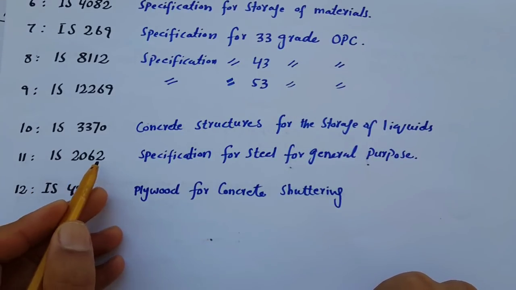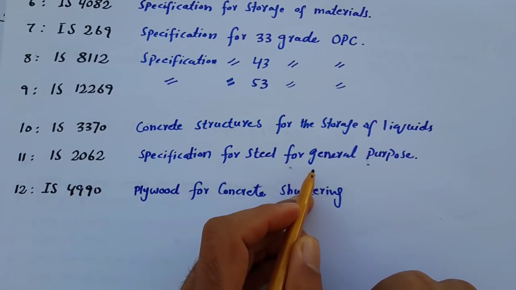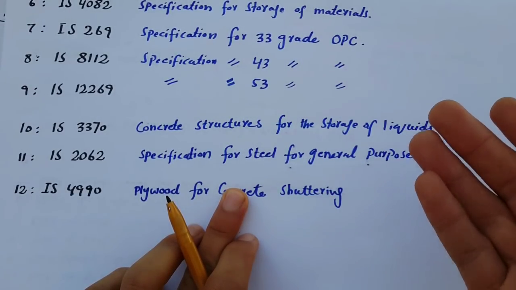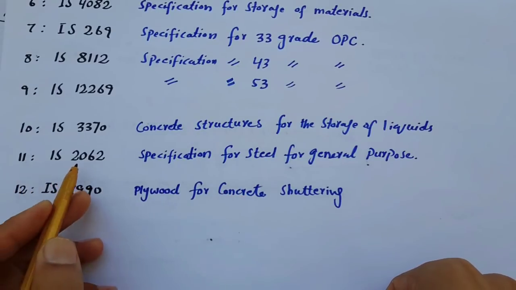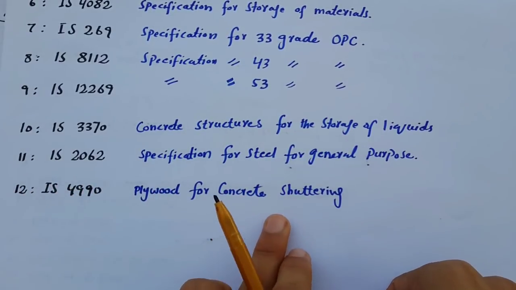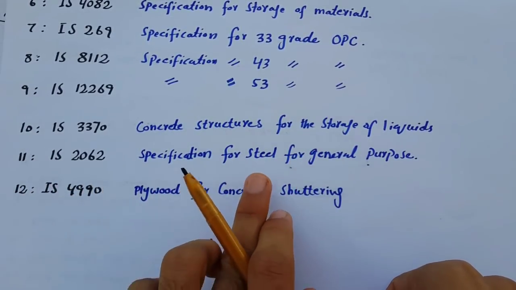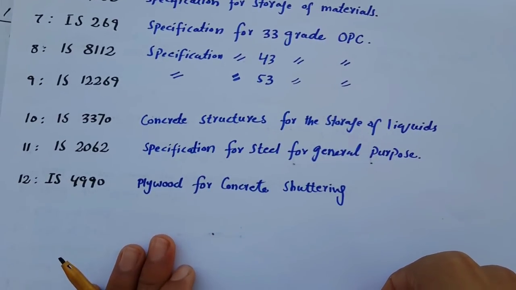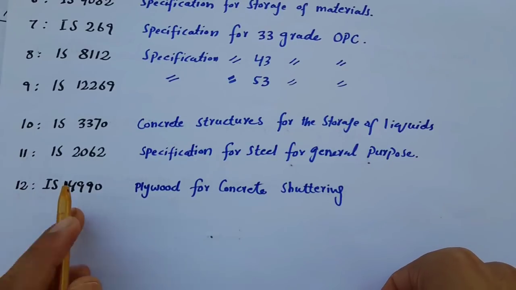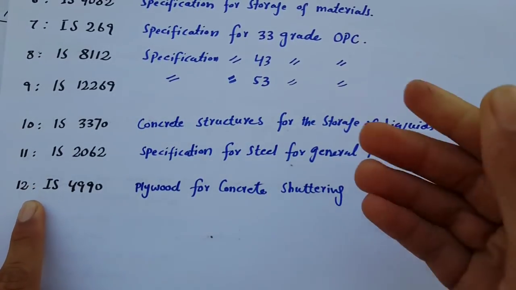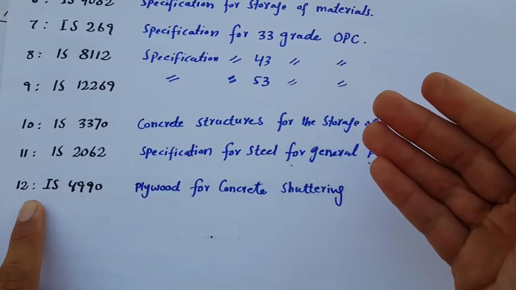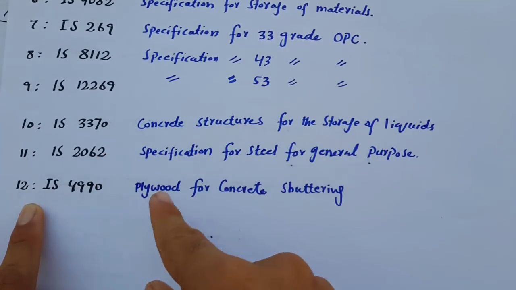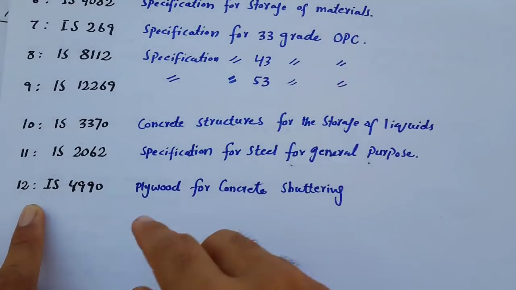Then IS 2062, specification for steel for general purpose. Those steels which we use for general purposes, for this we can use IS 2062, where you can learn all about the specification for steel for general purpose. And this is not the last one. We have more codes in IS codes, but these are very important, so therefore I am discussing these codes with you. So there are more codes.